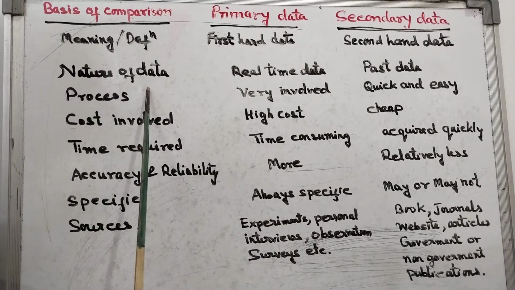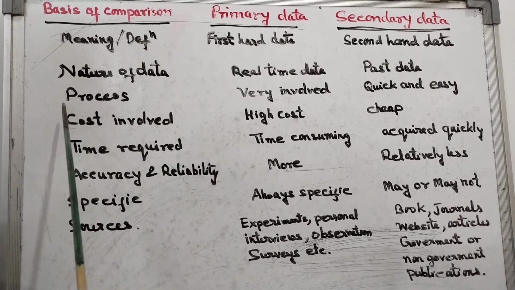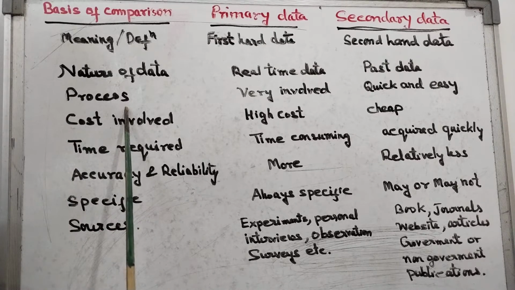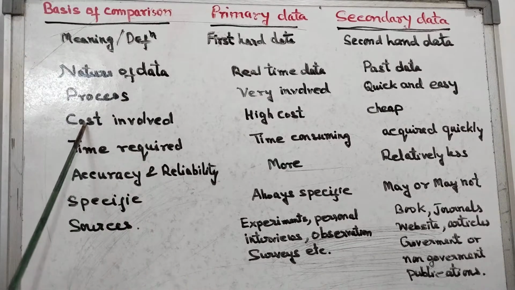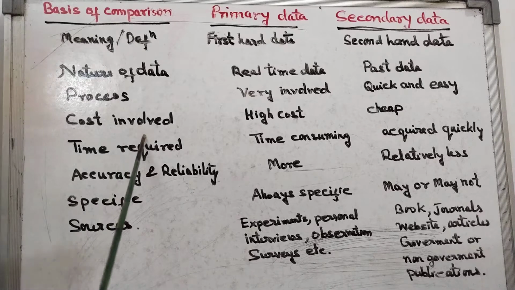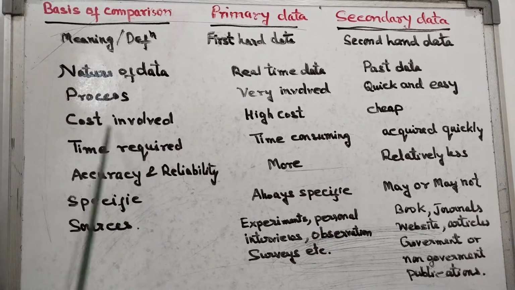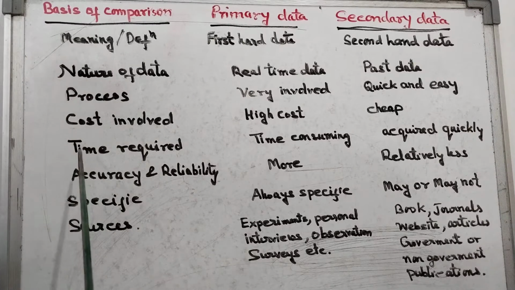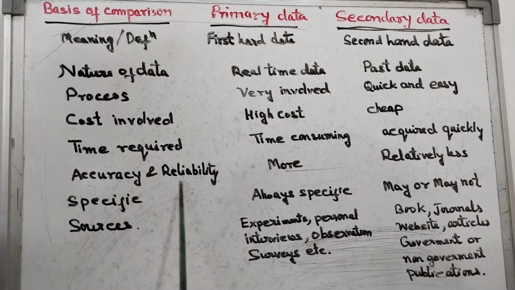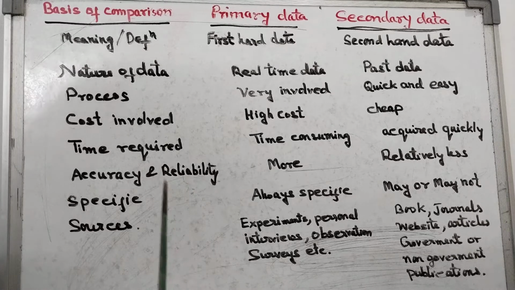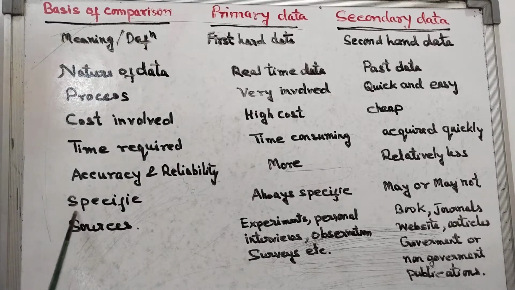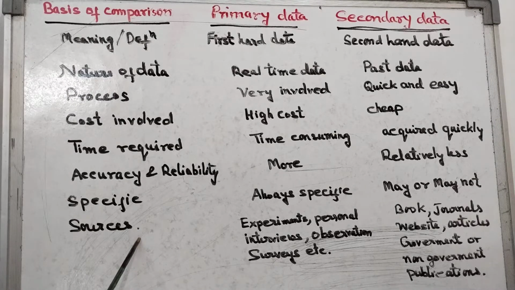Then the second is nature of data. Then the fourth one is process, that means how much we need to be involved in this process. Then the cost involved when we go for primary data or secondary data, so how much will be the cost. Then time required. Next is accuracy, how reliable primary data or secondary data are. Then how specific they are. Then the sources of primary data and secondary data.